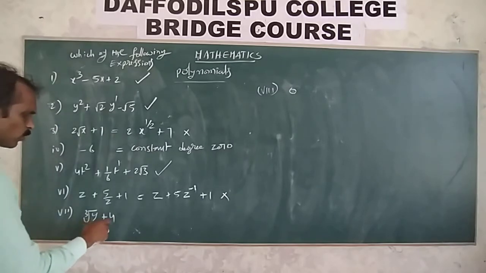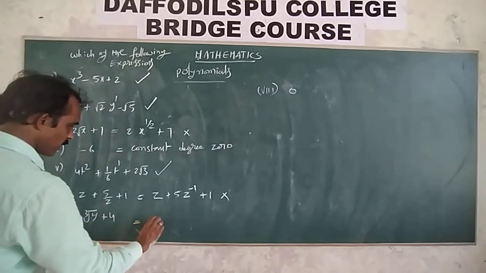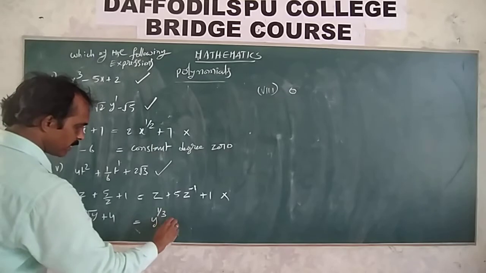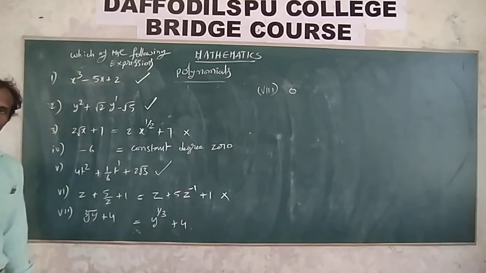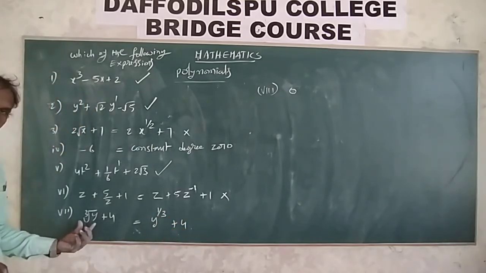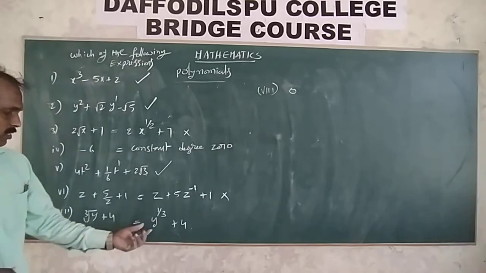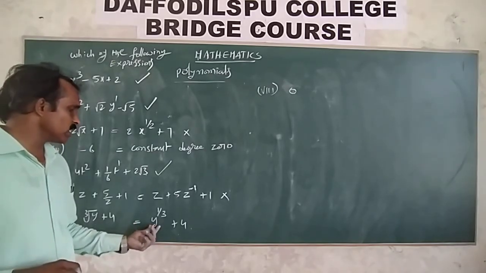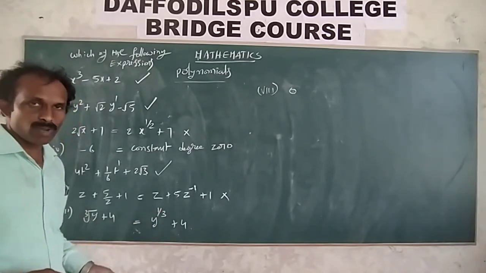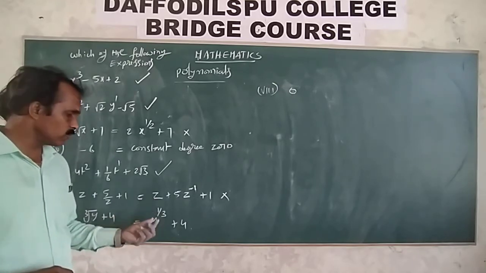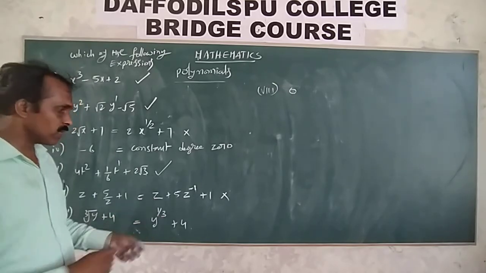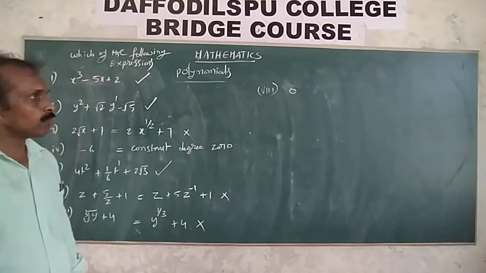Next, cube root y plus 4. This can be written as y to the power of 1 by 3 plus 4. This is also not a polynomial, because the expression is in terms of y to the power of 1 by 3. It is not a non-negative integer power, it is a rational number. It is also not a polynomial.